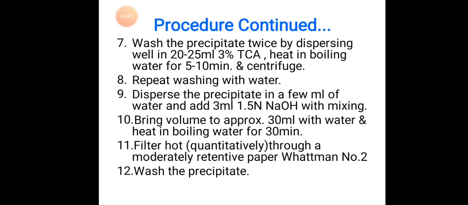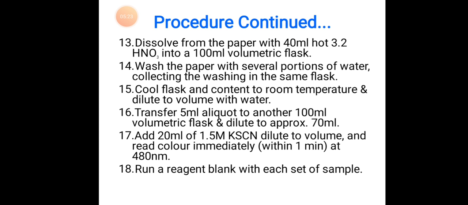Wash the precipitate twice by dispersing well in 20 to 25 ml 3% TCA. Heat in a boiling water bath for 5 to 10 minutes and centrifuge. Repeat washing with water. Disperse the precipitate in 5 ml of water and add 3 ml 1.5 normal NaOH with mixing. Bring volume to approximately 30 ml with water and heat in boiling water for 30 minutes. Filter hot quantitatively through a moderately retentive paper. Wash the precipitate.